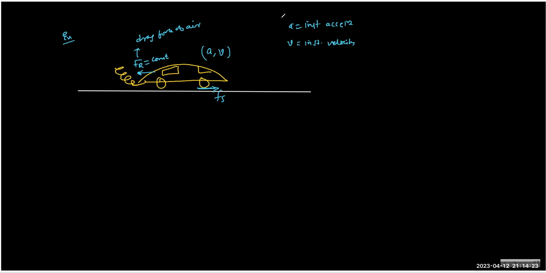If it is so, what can you say? Newton's laws of motion postulate: Fs minus drag equals mass into acceleration, right? Can we write like this? Is it clear? Yes, sir. So the friction is the sum of these two, right?